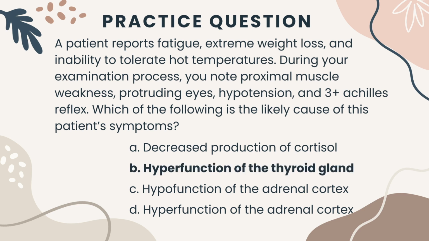A and C are actually saying the same thing, hypofunction of the adrenal cortex. The adrenal cortex does make cortisol, which would mean decreased production of cortisol. And then just from looking at the answers, you might have guessed C or D due to the answers being opposite of hypo versus hyperfunction in the adrenal cortex. But remember, when you see heat or cold intolerance, it will be related to the thyroid gland. And out of all these answers, there's only one answer related to the thyroid gland, and it is hyperfunction of the thyroid gland, which is typically Graves' disease.